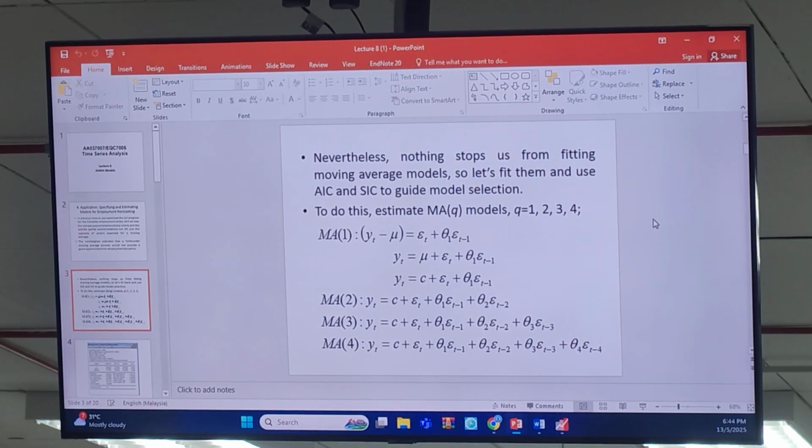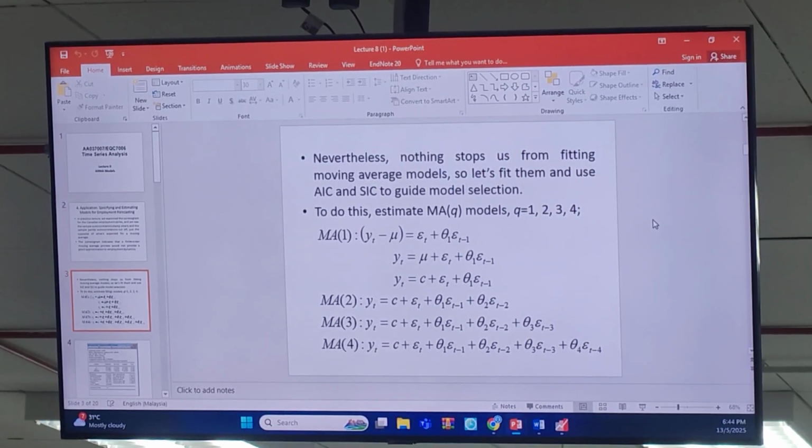Nevertheless, nothing stops us from fitting moving average models. So let's fit them and use AIC and SIC to guide model selection. To do this, estimate an MA(q) model. You have to decide earlier up to which order you want to put the limit. Whether you just want up to order 4, but normally we use 5 or 6. My suggestion is do not go beyond 6, so maximum maybe 6. So 4, 5 or 6. But it depends later on.